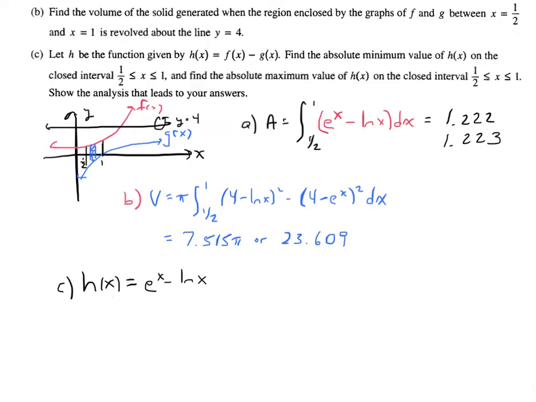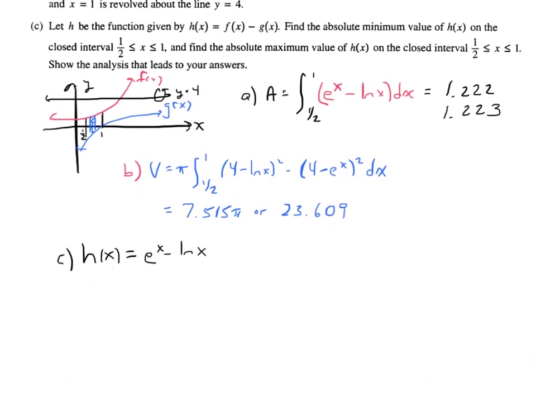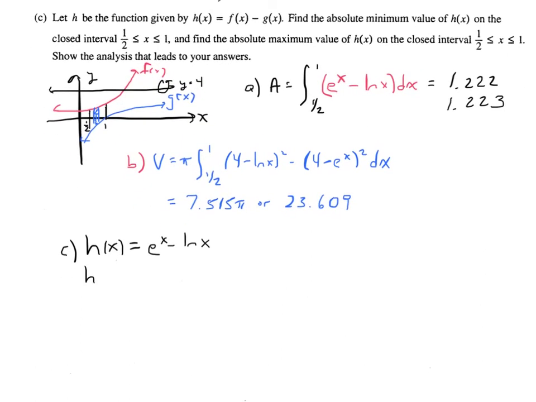Okay, so first let's find our critical numbers. So that happens when the derivative is equal to 0. So the derivative of e to the x is e to the x. Derivative of ln x is 1 over x. We're setting that equal to 0.